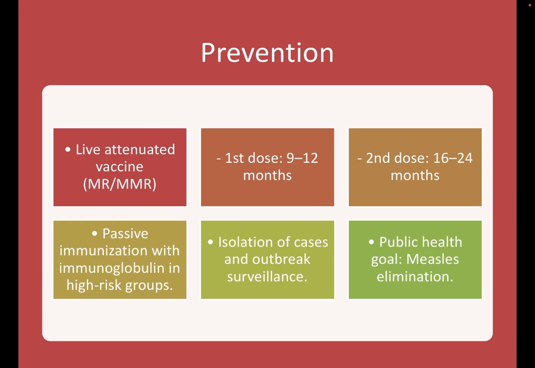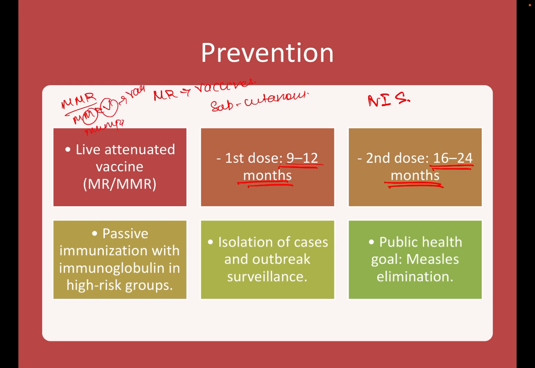Then prevention includes the live attenuated vaccine, wherein the first dose will be between 9 to 12 months and the second dose between 16 to 24 months. It is given in the national immunization schedule as the MR vaccine, delivered through the subcutaneous route. In the private sector it is given as MMR or MMRV vaccine, where the extra M is the mumps vaccine and the V is the varicella vaccine. So this is available in the private sector, whereas in the government sector we give the MR vaccine.